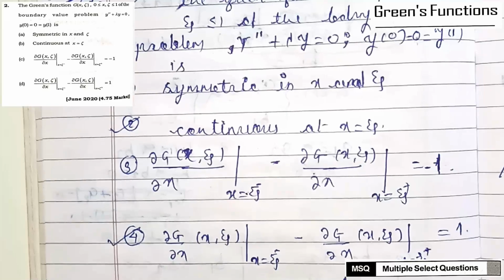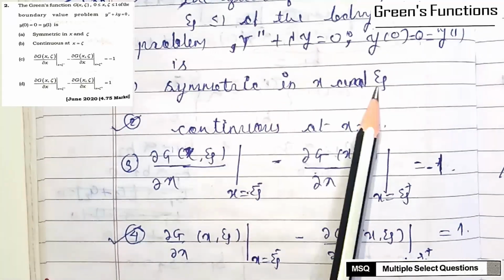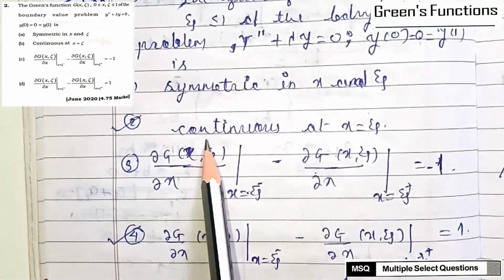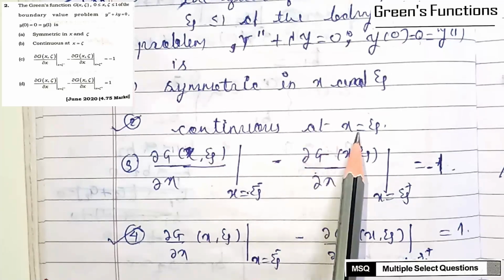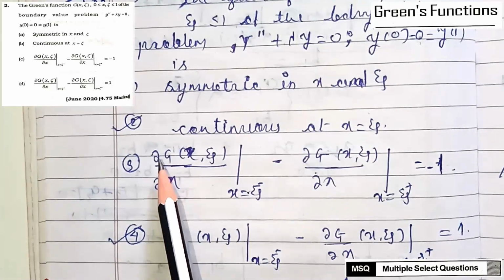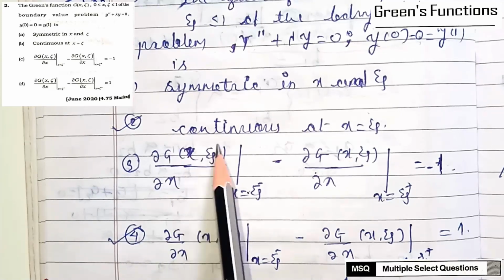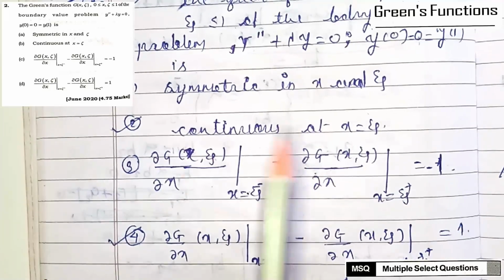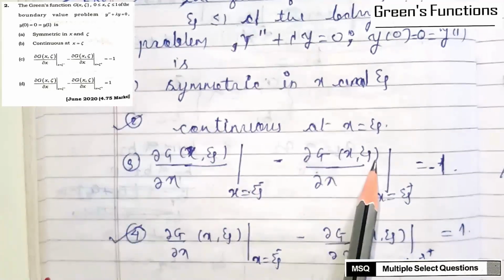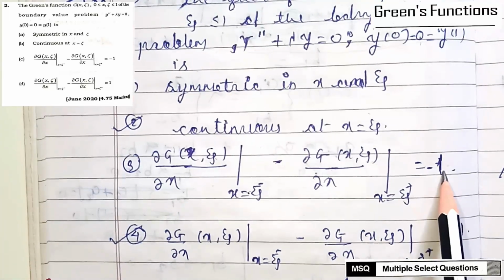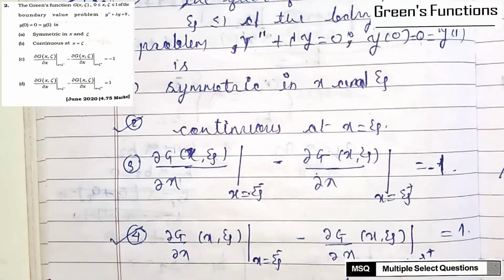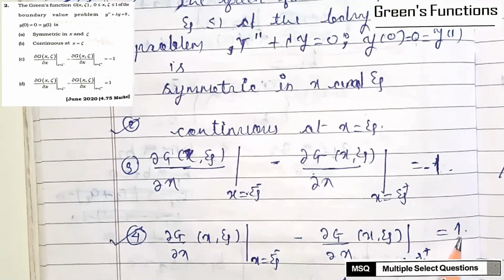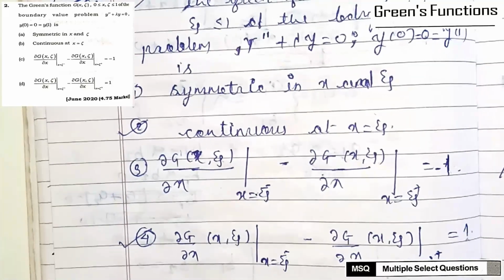So four options are given here. First, g is symmetric in x and zeta. Second, Green's function is continuous at x equal to zeta. The third option says that the partial derivative of g with respect to x at x equal to zeta plus, minus the partial derivative of g with respect to x at x equal to zeta minus, is equal to minus 1. The fourth option says the same difference is equal to 1. So we have to figure out which one of the options is correct.